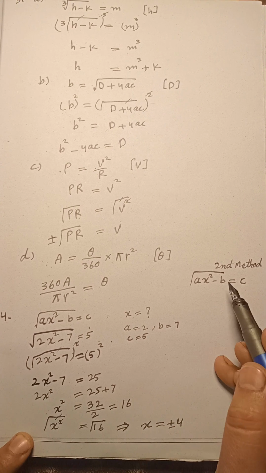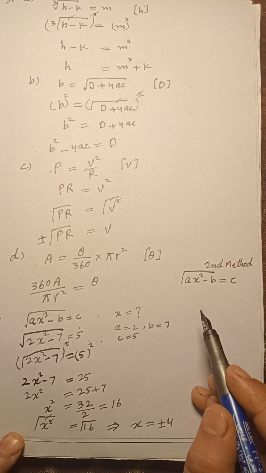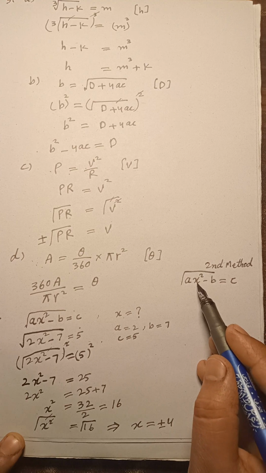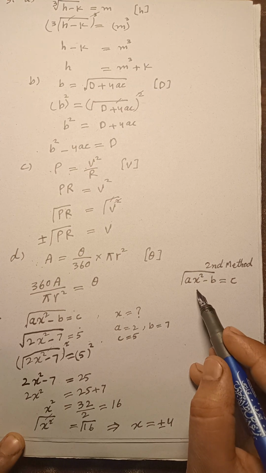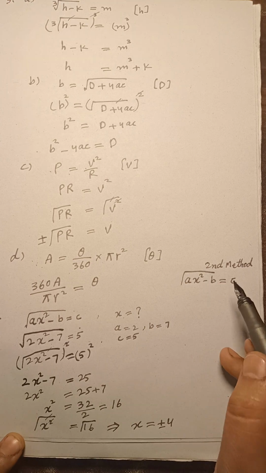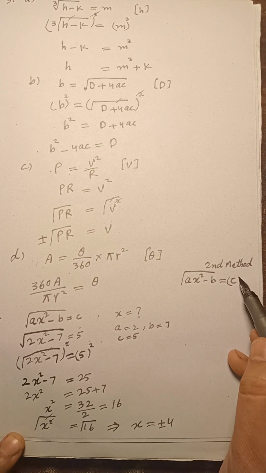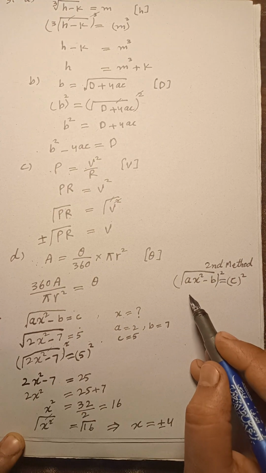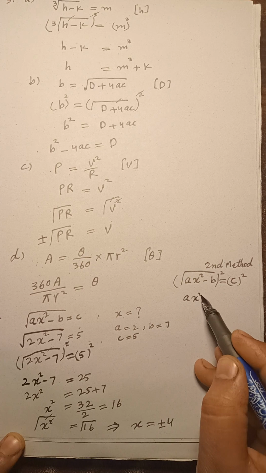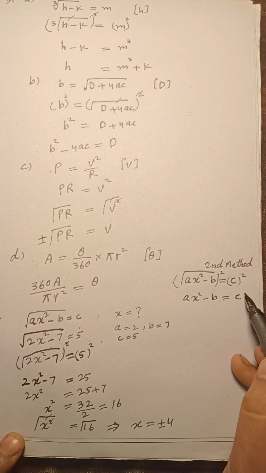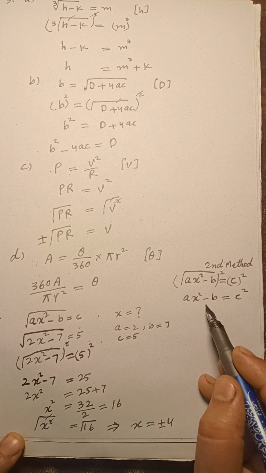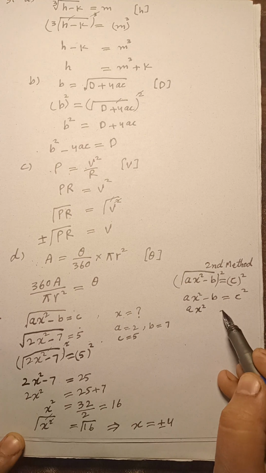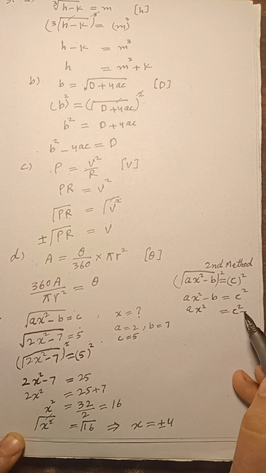In the second method, you can see that I have written the question. This was our question, and now I am making x the subject. So first make x the subject. To make it, we have to take square on both sides. Take square on both sides, the under root will be removed, and ax² minus b is equal to c square here. Now take minus b to the other side, then there will be c square plus b here.